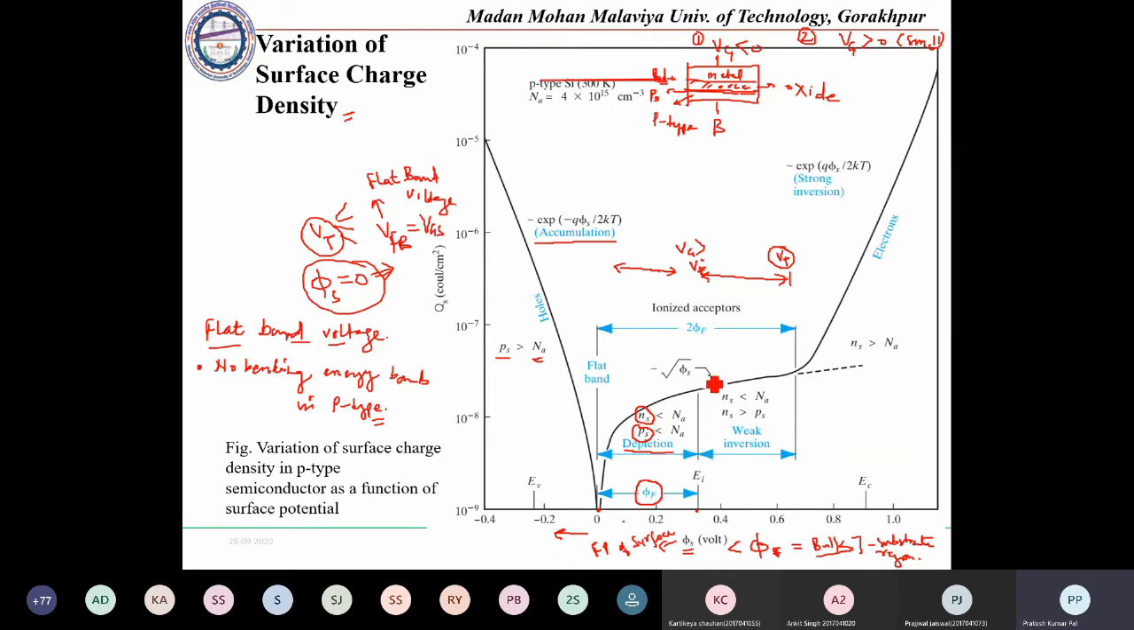And once we apply up to 2 phi f, at that time complete inversion will be taking place, which will be considered your on condition. The channel has been formed and the transistor will be considered on. So this is the point of your threshold voltage. Before that, 1 phi f will be considered weak inversion, and beyond that, whatever gate voltage we apply will be considered the strong inversion region.